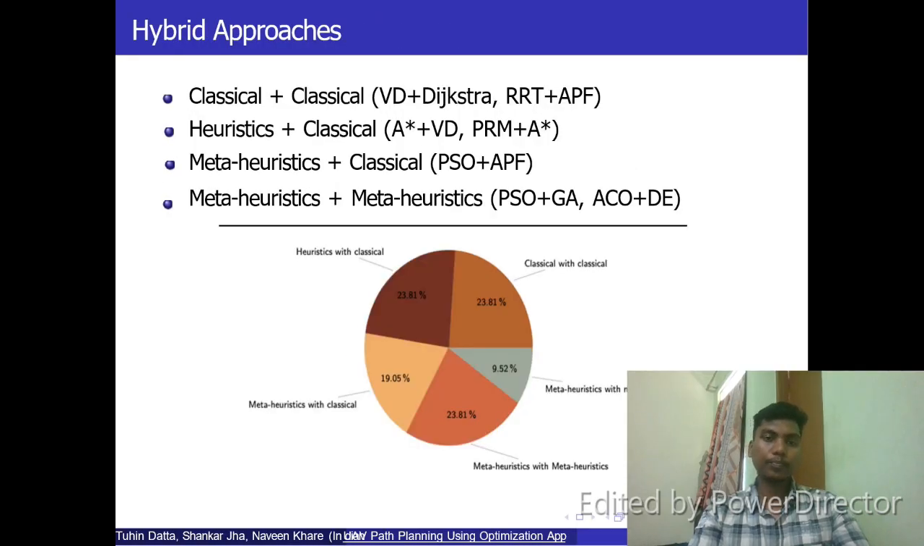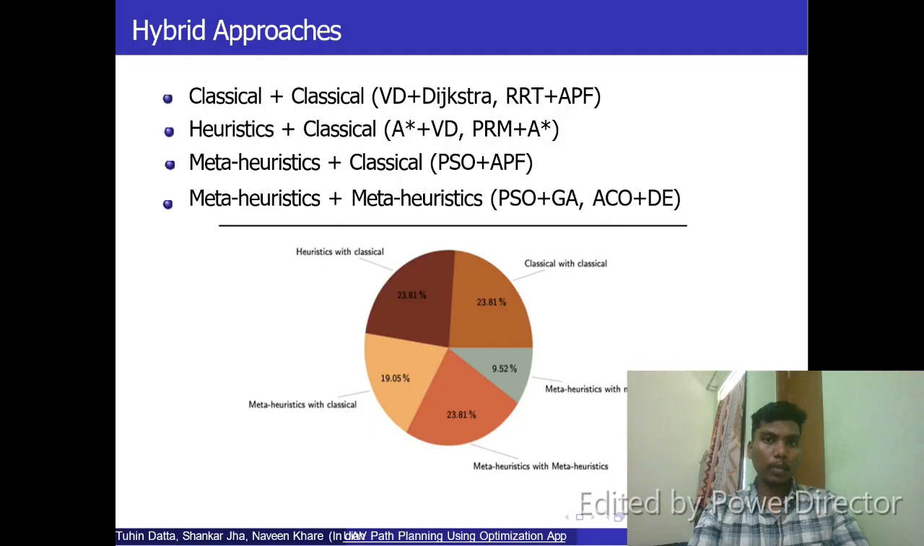Hybrid approaches combine multiple techniques to leverage complementary strengths. Classical with classical combinations such as Voronoi diagram with Dijkstra or RRT with artificial potential field enhance path optimization while maintaining implementation simplicity. Heuristics with classical combinations like A star with Voronoi diagram or probabilistic roadmap with A star improve computational efficiency while ensuring path optimality.